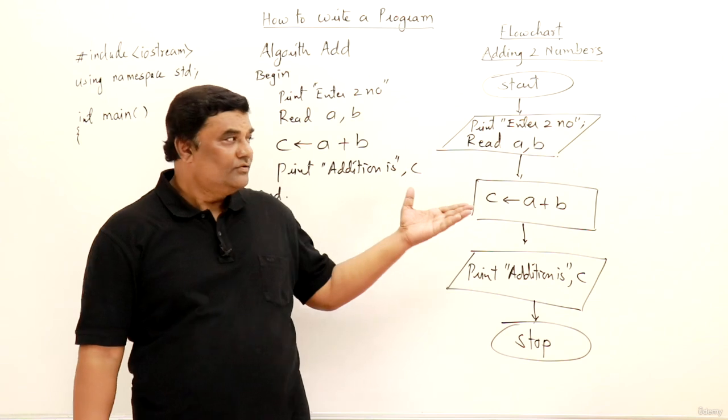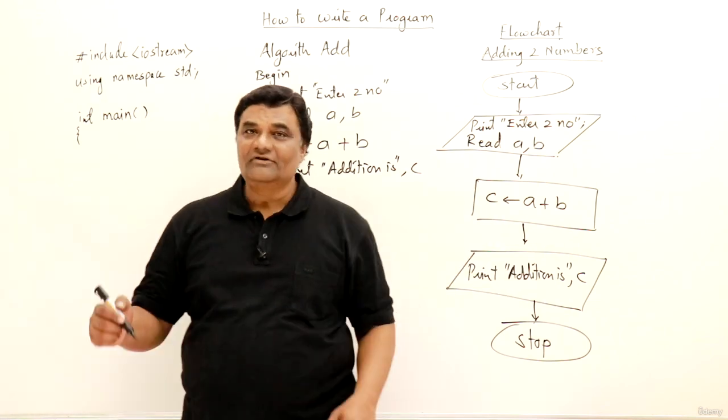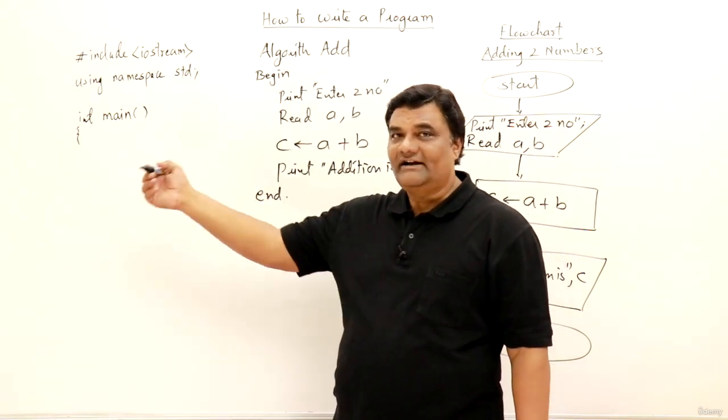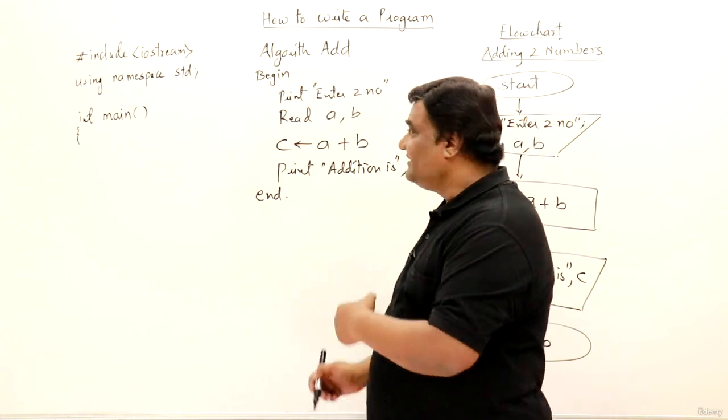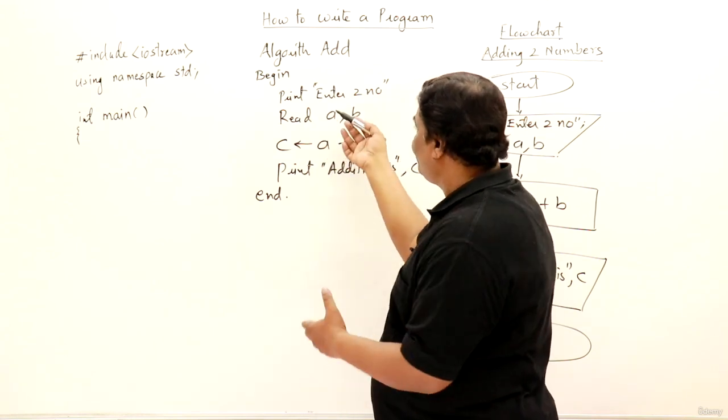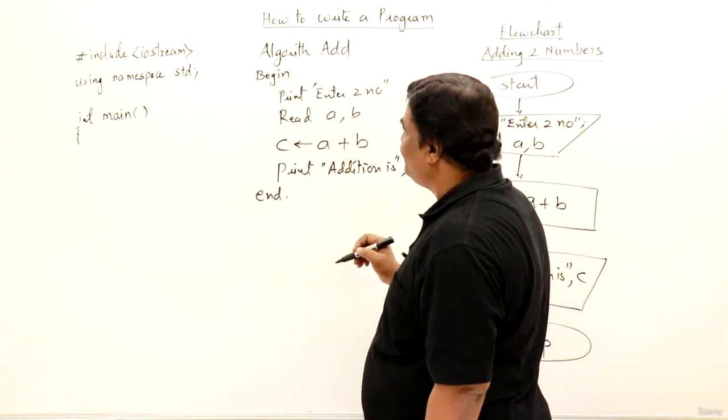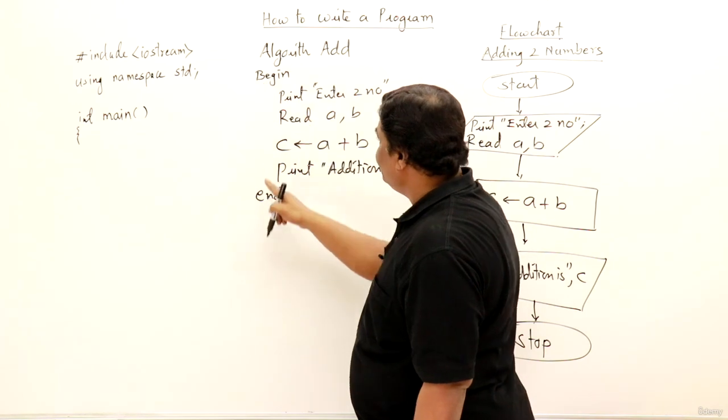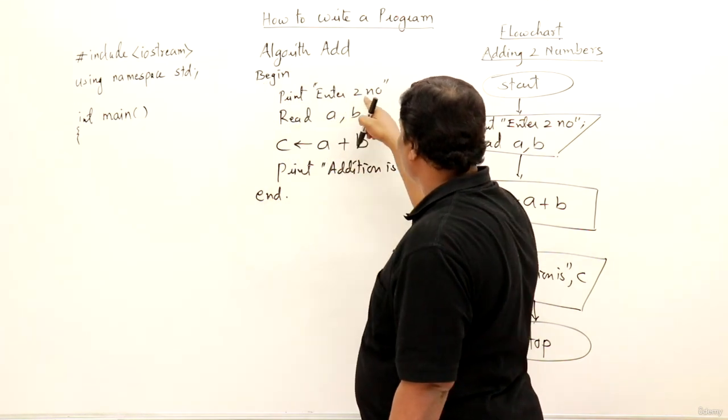Now what do I have to do? Here I have a flowchart, here I have an algorithm. These two things I have to convert. So let us read it. What are the things that I have to do? From the algorithm we'll convert it into a C++ program. See, begin. Inside this, first is print enter two numbers.